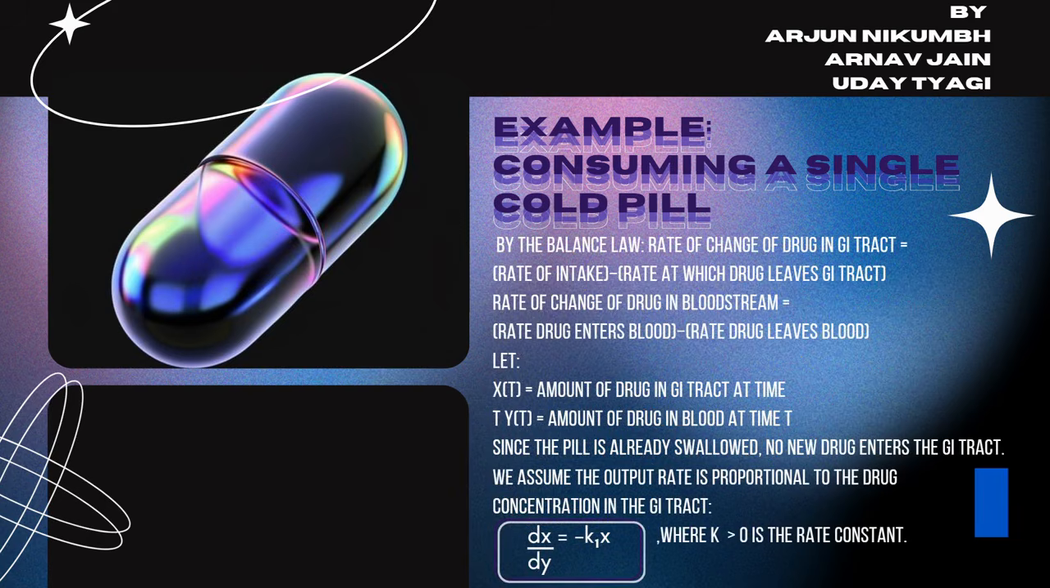Now we come to the mathematics. Let's begin with the GI tract. We denote the amount of drug in the GI tract at time t by x(t). Once the pill has been swallowed, no new drug enters the stomach. The only change is that the drug amount decreases as it gets absorbed into the blood. The rate of change of x(t) is proportional to the amount still present. In mathematical form, this is expressed as dx/dt = -k1 x(t). Here, k1 > 0 is a constant called the absorption rate constant.